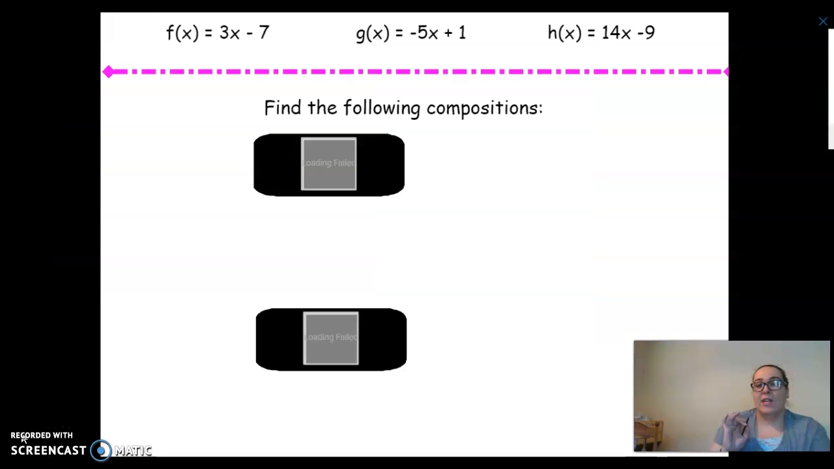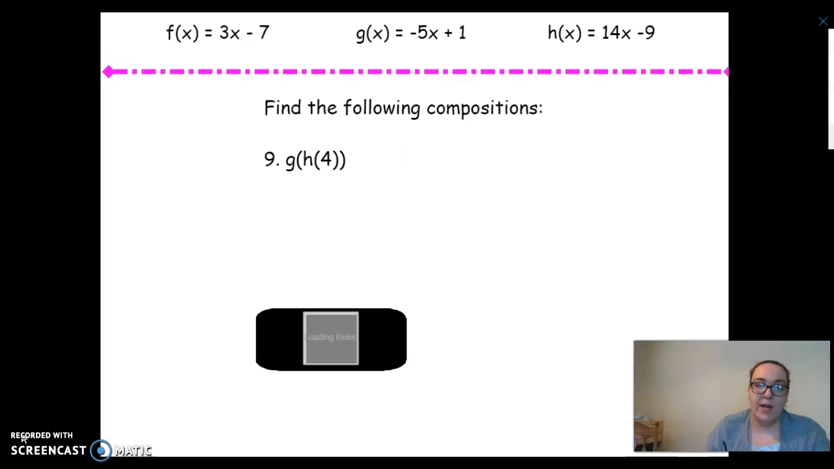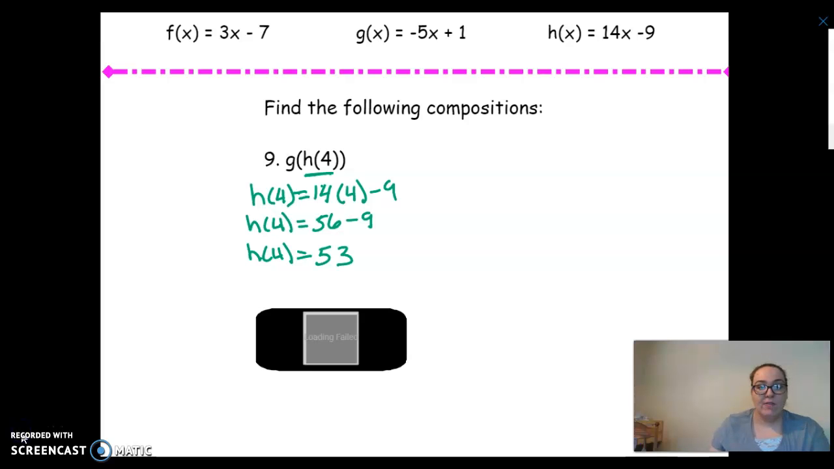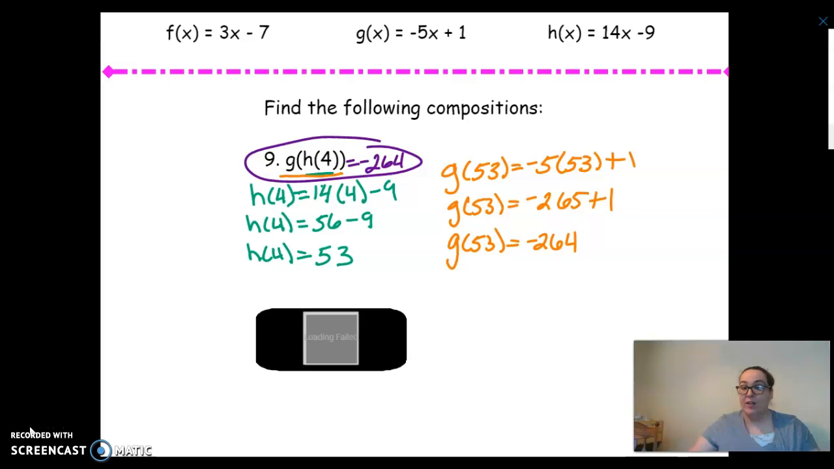This last page just shows you that they can look different. Okay, so pause it. There's your f of x, g of x, and h of x. And right here, this first one, I have g of h of 4. Okay, so it's nothing different. I am still going to start with the inside of h of 4 and find what h of 4 is. Okay, so 14 times 4 minus 9, and simplify. After I find h of 4, I'm going to go back and I'm finding g of what I just got. So g of 53. So go ahead and simplify that. All right, there is what you should have as your final answer for that one.